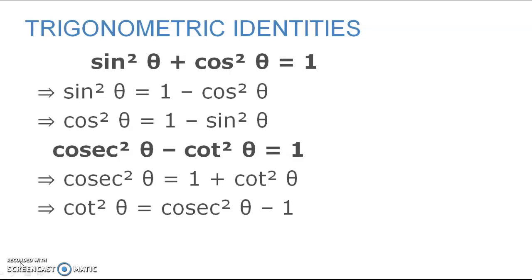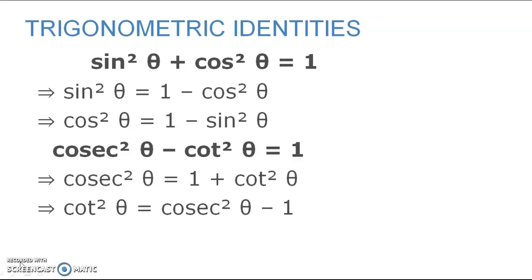Now here there are some trigonometric identities. These are very important identities. Let me discuss them one by one. Basically, we have three identities. So let me start with the first identity. The first identity is sin square theta plus cos square theta equal to 1. This is the basic identity. We can make two more formulas by using this identity. The first formula is sin square theta equal to 1 minus cos square theta. And the second, if we have to find the value of cos square theta, is equal to 1 minus sin square theta.